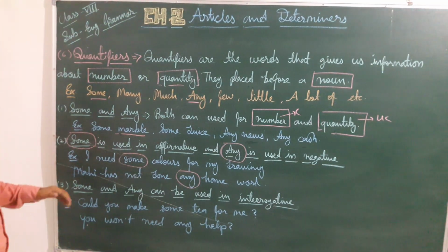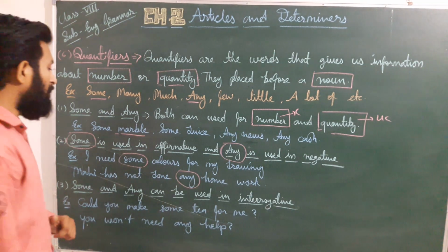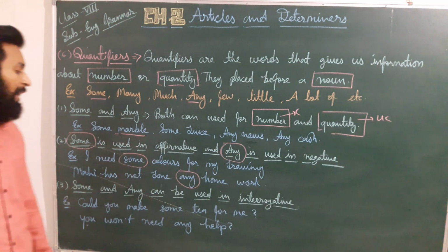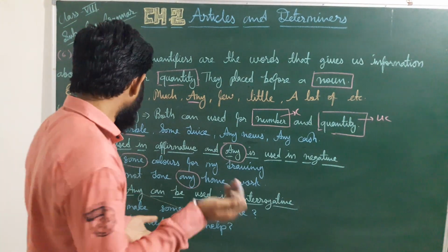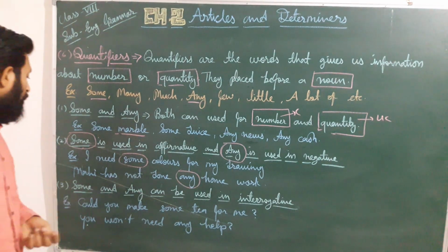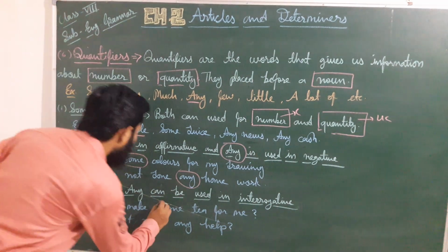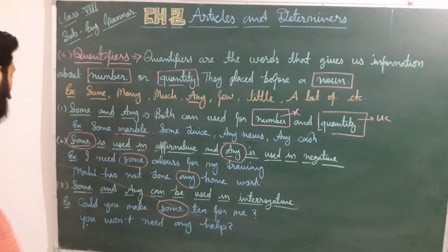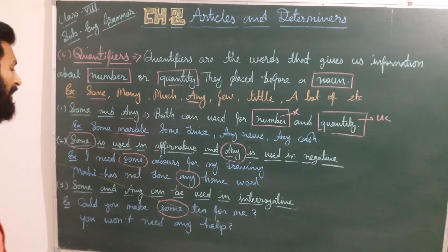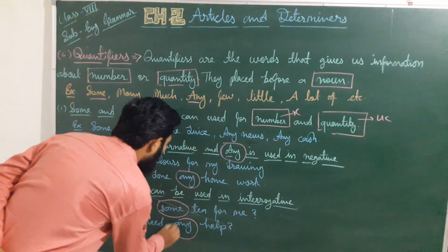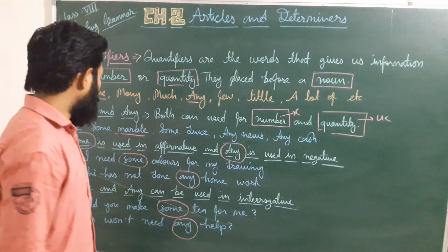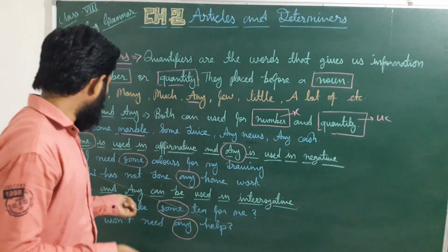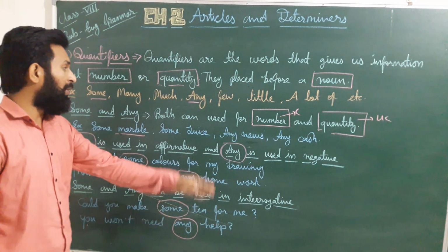In third case, we can say that some and any can be used in interrogative. In both cases, by some and any we can represent that in an interrogative sentence we have to use some also and any also. Like the first sentence is here, could you make some tea for me? This is some used for the interrogative sense. And the second sentence is given here, won't you need any help? Means for any we have to use a question mark, or we have to say that in interrogative cases we can use both of them, some and any, both are used in the interrogative sentence.